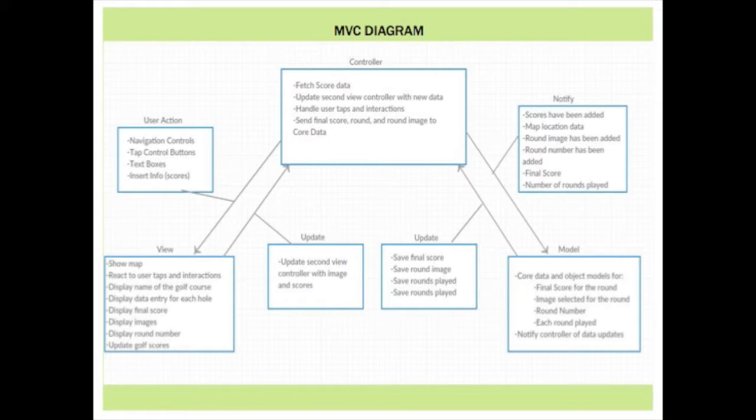As the controller notifies the model that scores have been added, it will map location data, round image has been added, round number has been added, final score, and number of rounds played. The model will show core data and object models for final score for the round, image selected for the round, number, each round played, and notify controller of data updates. And going from the model, updating to the controller, it will save final score, save round image, save rounds played.